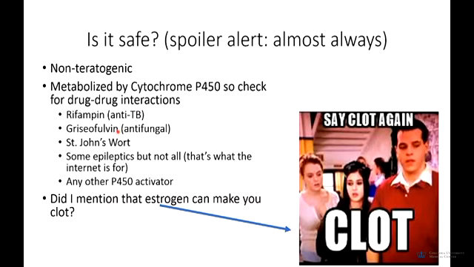So is it safe? Pretty much, yeah. It's non-teratogenic. You have to remember it's metabolized by the cytochrome P450 complex, so you want to check for a few drug-drug interactions. So rifampin, griseofulvin, St. John's wort, some epileptics, but not all, or anti-epileptics, I guess. But just use the internet for that. And any other P450 activator can make your birth control less effective, but really nothing else. Have I mentioned yet that estrogen can make you clot?